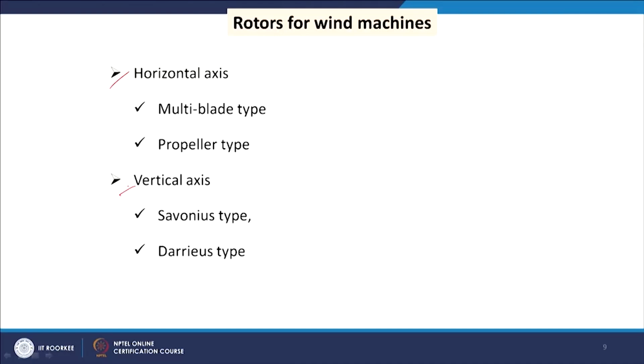Now, we will see the rotor part, the rotor of wind machines, for horizontal axis and vertical axis. If we see the rotors of these two types of machines, basically the blades attached are different. In the case of horizontal axis, we get multi-blade and propeller type, and in vertical axis we can get Savonius type or Darrieus type.